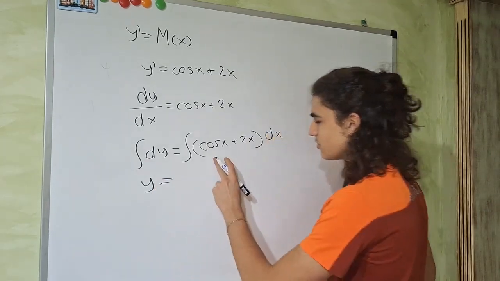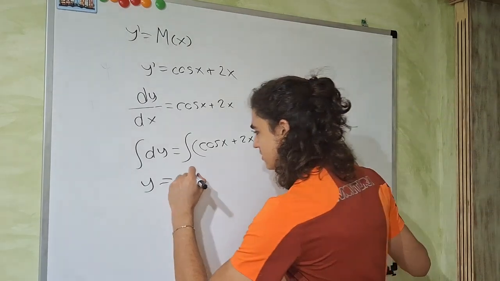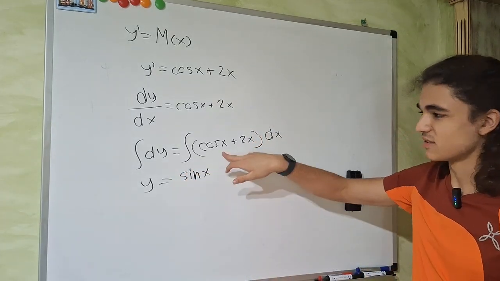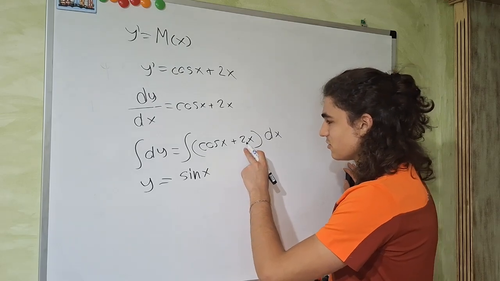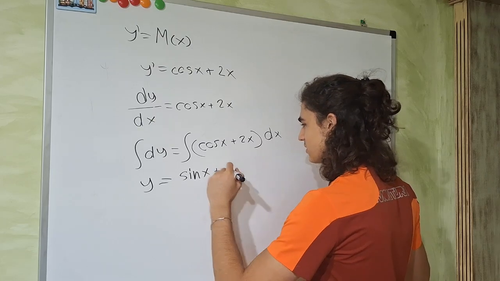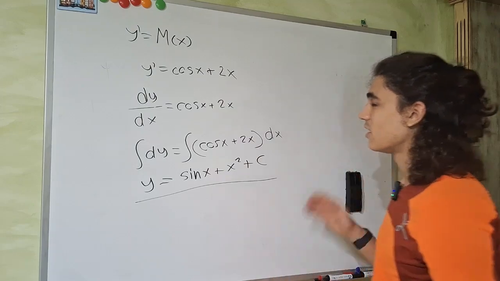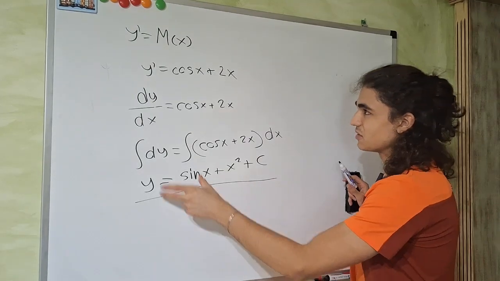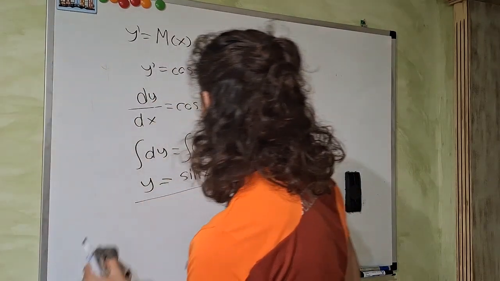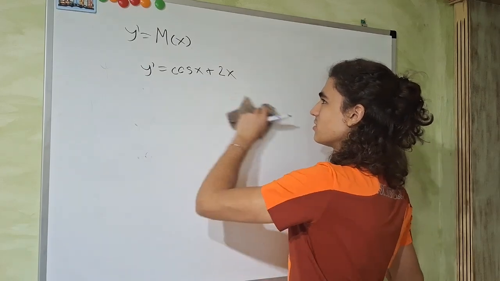So let's do this integral. What is the integral of cosine of x? Obviously, it is sine of x, because the derivative of sine is cosine. And what's the integral of 2x? x squared divided by 2 times 2. So this is simply plus x squared plus our general constant c, and this function satisfies the differential equation. The derivative of this function simply equals this function. So this is not complicated at all. It's trivial, but as I said, trivial, it's important.